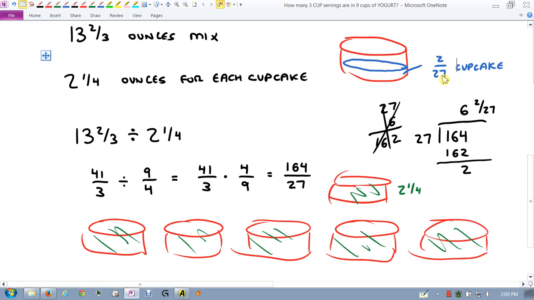What if you had one cupcake left? I know that doesn't make sense, but what if you had one cupcake left? How many ounces would you have? 2 1/4. What if you had half a cupcake left? What would you have? 1 1/8, right? But you don't have a full cupcake left or half a cupcake left. You have 2/27 of a cupcake. So you're going to multiply.